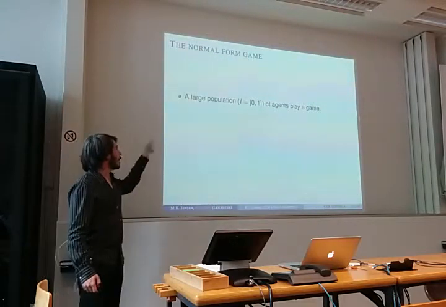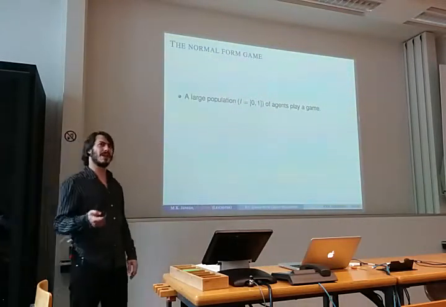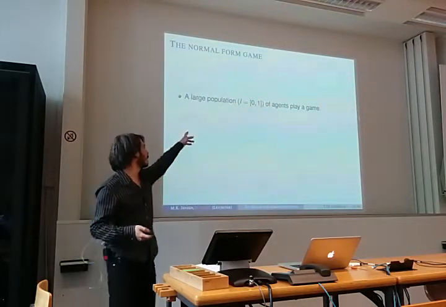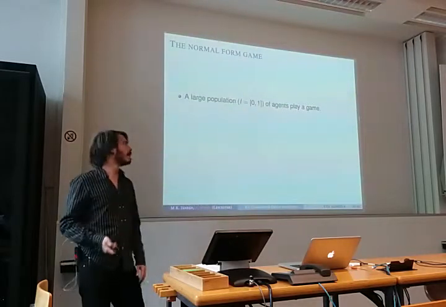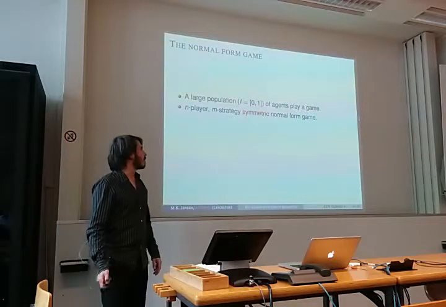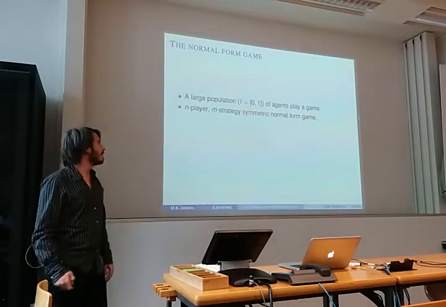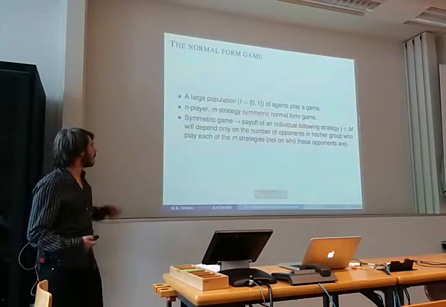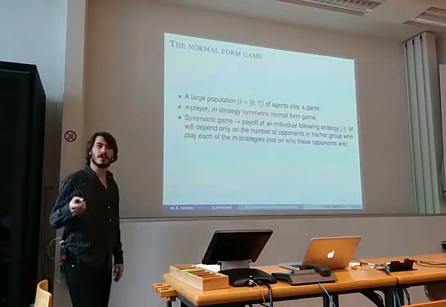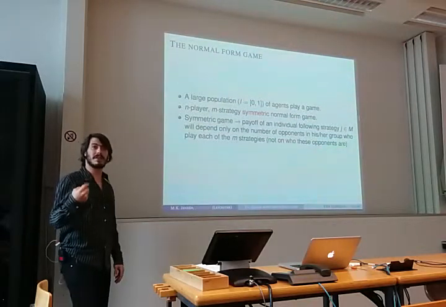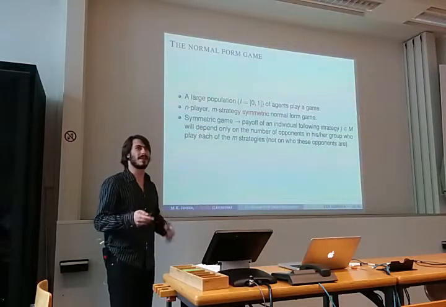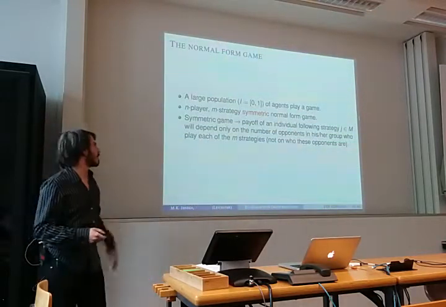Okay, so we start with a large population. So we don't have a discrete population as you've seen in previous models. Now we have a continuum, which is going to be the interval from 0 to 1. And they will be playing an n-player, n-strategy symmetric normal form game. And what do we mean by that? It's a symmetric game. People get payoff independently of who plays what. The only thing that matters is how many people in your group follow each strategy. It doesn't matter who. Right? So this is symmetric.